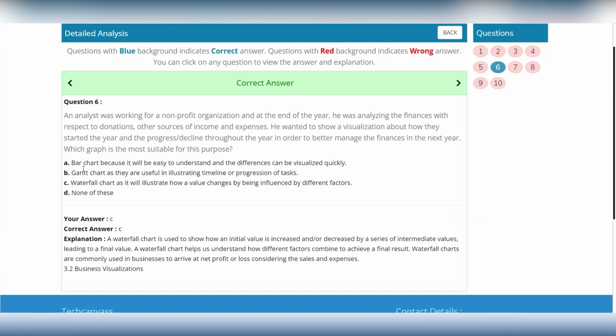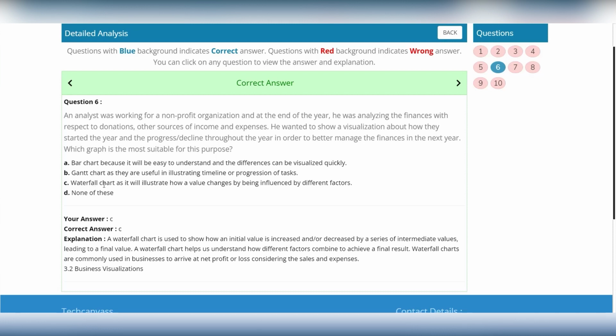Okay, so option A here is bar chart. A bar chart shows the individual sources of income and expenses, but we will not get a clear picture of the trend throughout the year. There is no timeline as such associated, right? Option B is Gantt chart. Gantt chart shows if the actuals meet the targets and they are not related to the question, right?